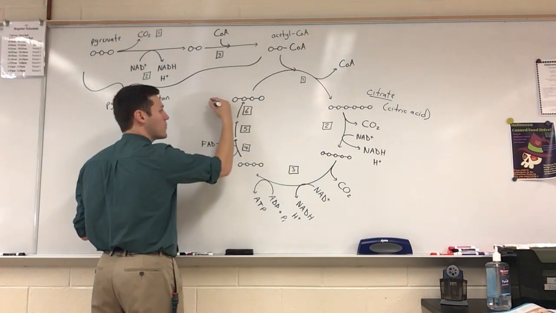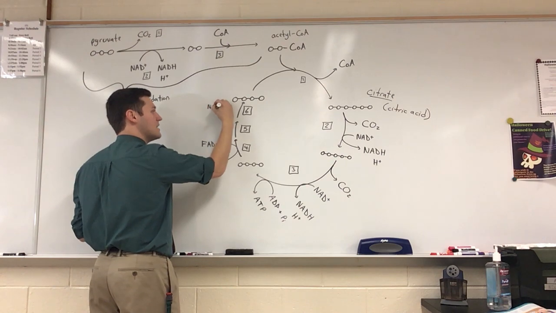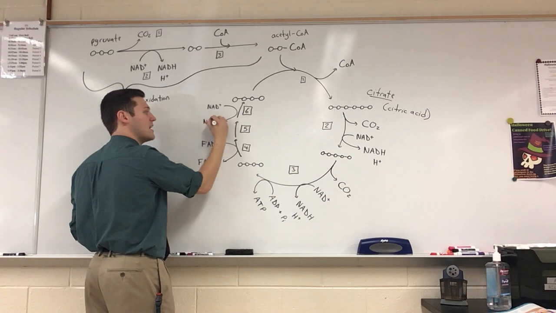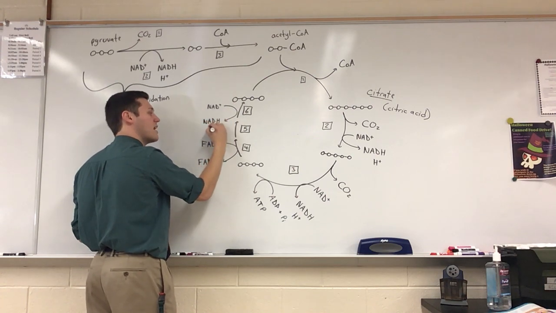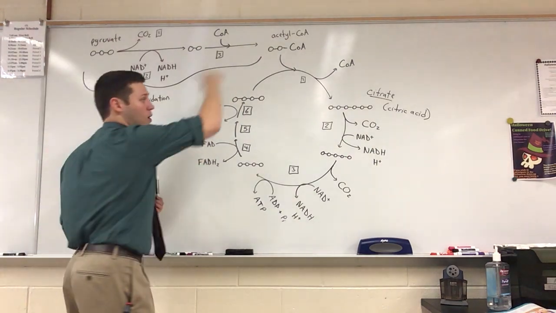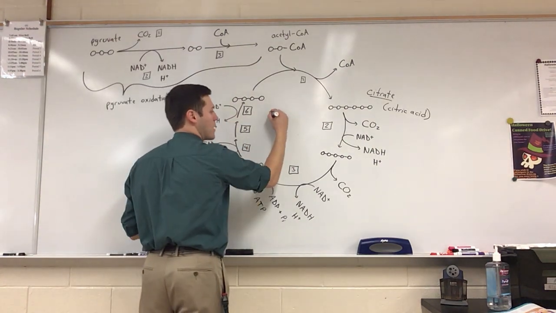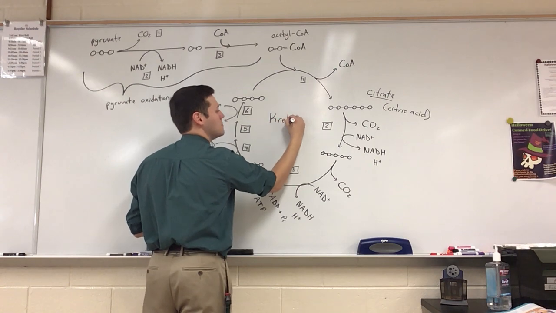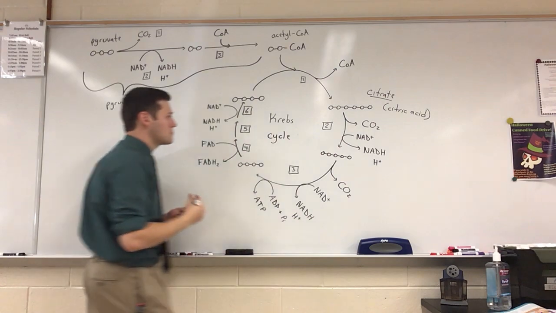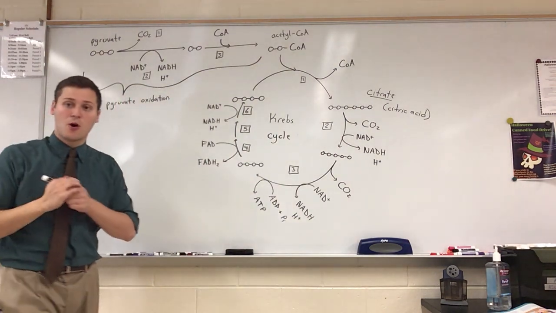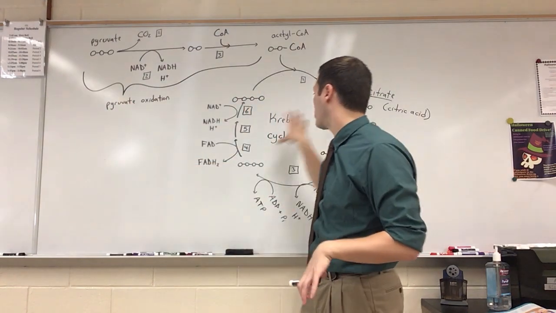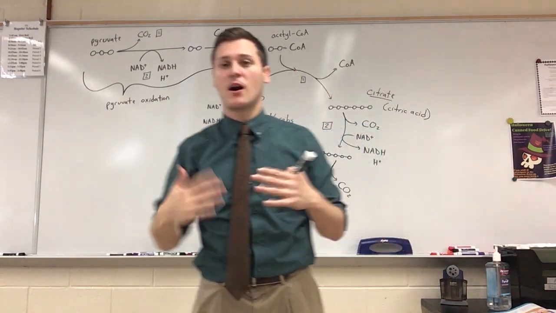And then here we take another NAD+ and generate NADH and an additional hydrogen ion. And this whole process right here is the Krebs cycle, or citric acid cycle. So those are the details. Pyruvate oxidation comes first, and then the Krebs cycle, and all of this happens in the mitochondrial matrix.